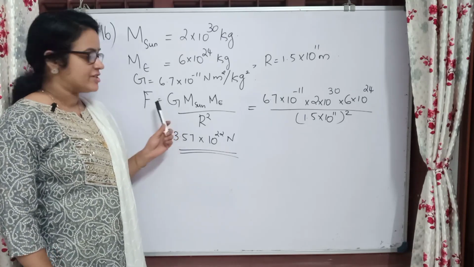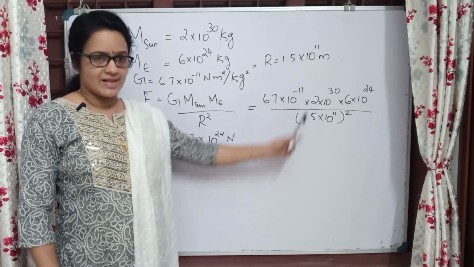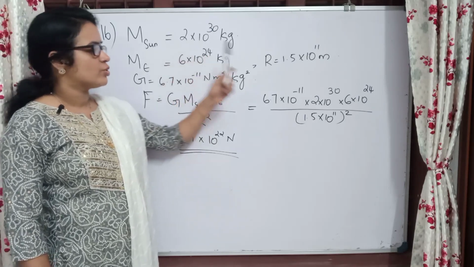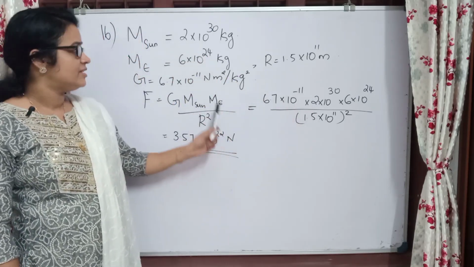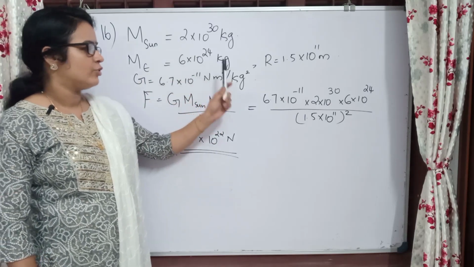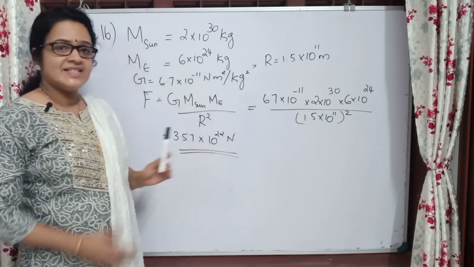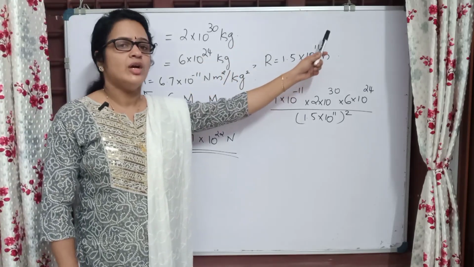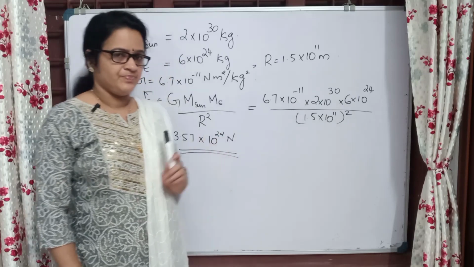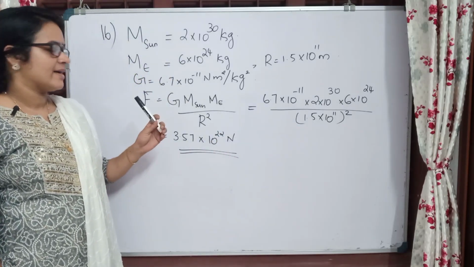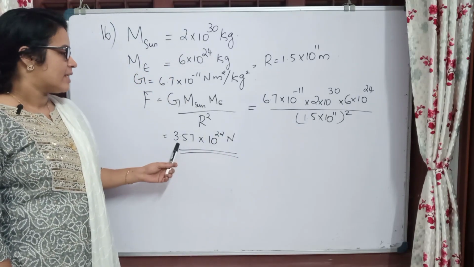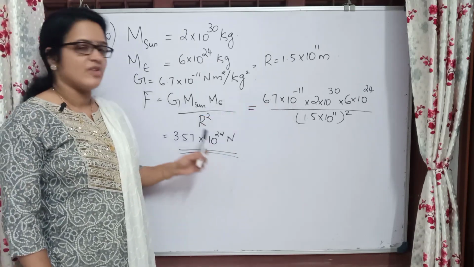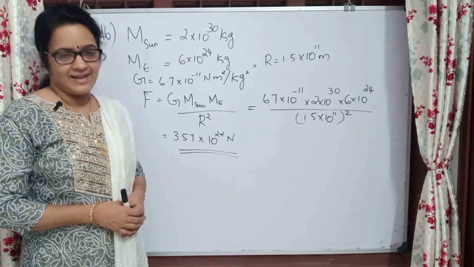So what we will get? F is equal to 6.7 into 10 raised to minus 11, that is G, into mass of sun, that is 2 into 10 raised to 30, into mass of earth, that is 6 into 10 raised to 24, whole divided by r, the average distance between sun and earth, that is 1.5 into 10 raised to 11 the whole square. So when we calculate, the answer is found to be 3.57 into 10 raised to 22 Newton. So you can calculate that to get this value, and hope it is clear to you.